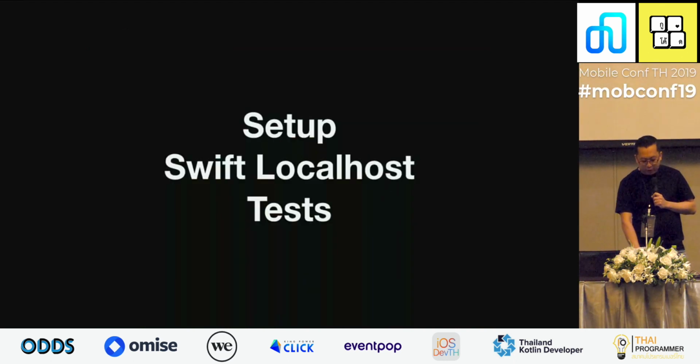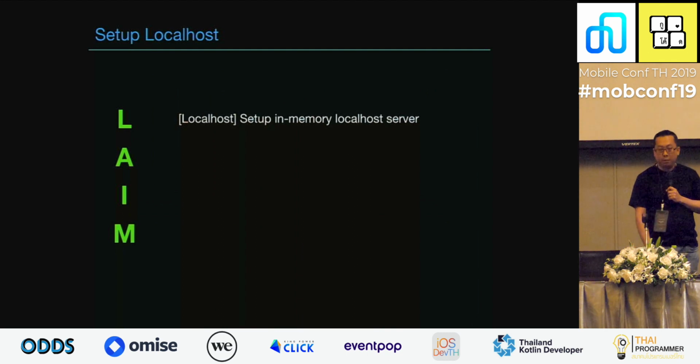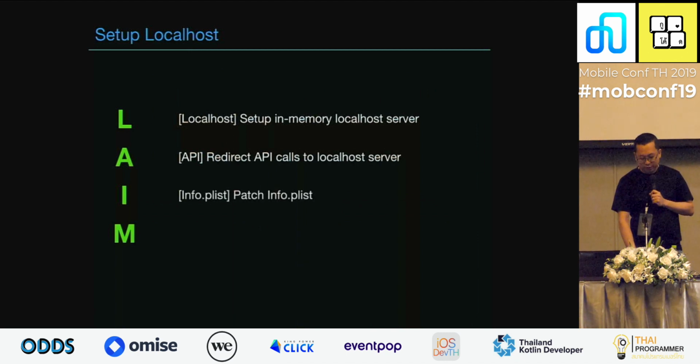Now I'll show you how easy it is to create a Localhost test. You just need to remember these four basic steps: L, A, I, M. L stands for localhost. We need to set up an in-memory localhost server. A stands for API. We need to redirect the API to hit our localhost server. I stands for Info.plist. We need to patch, do some updates to our Info.plist. And M stands for mock. We need to set up our mock responses. So the steps are L, A, I, M.